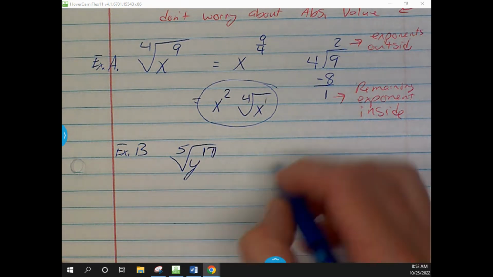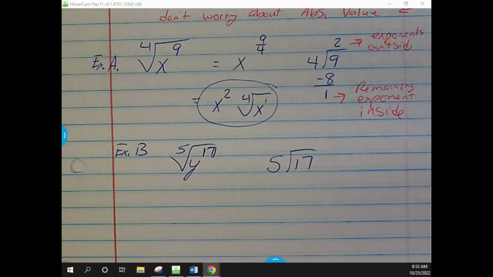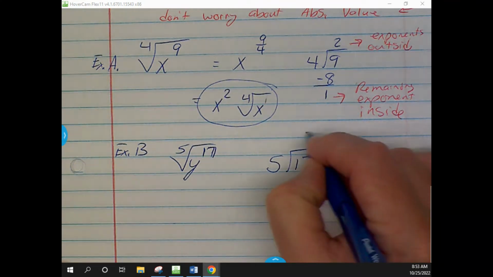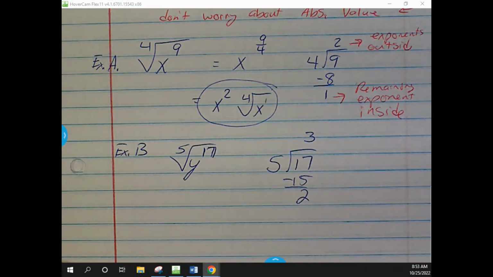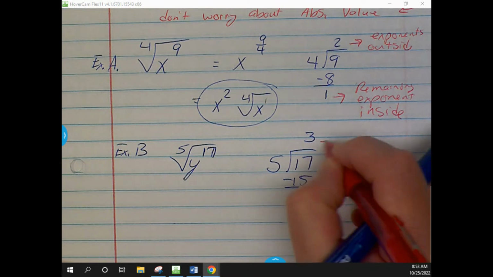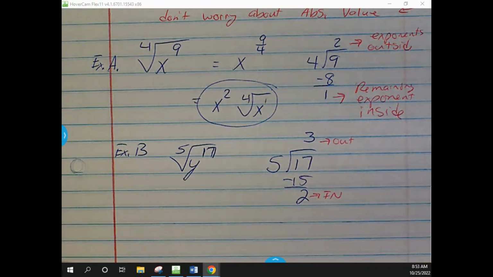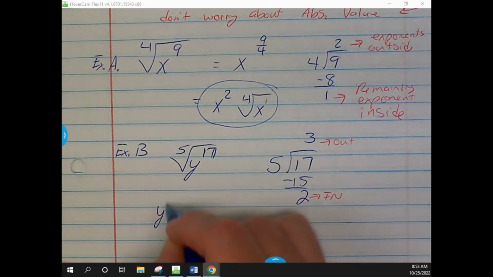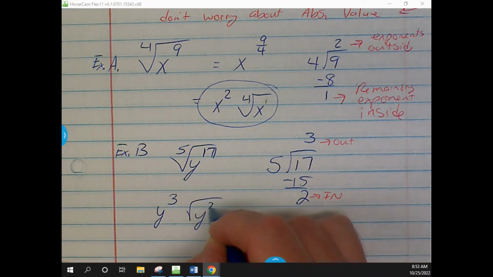All right. And again, all you're doing is you're thinking, how many times will 5 go into 17? 3 times with 2 left over. And again, this tells you how many go outside. This tells you how many is left over on the inside. So we need y to the third on the outside. We need a y squared on the inside.